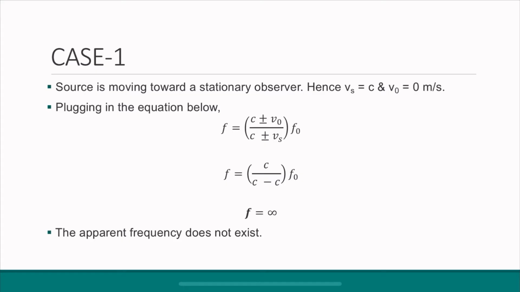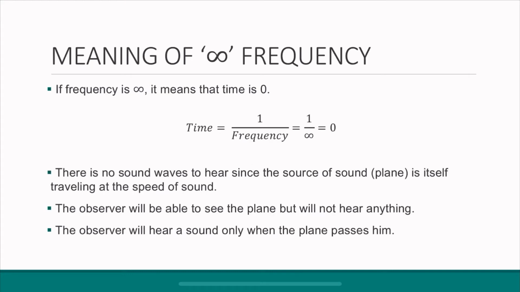So what does this mean? Well, it means that the apparent frequency does not exist, but we need to know the deeper meaning. What does it mean physically? We know the value is infinity, but what does it mean physically? Frequency, we know, is the inverse of time. So if frequency is infinity, meaning it's extremely large, then time is 0. It means that there are no sound waves to hear because the plane itself is the source of sound.